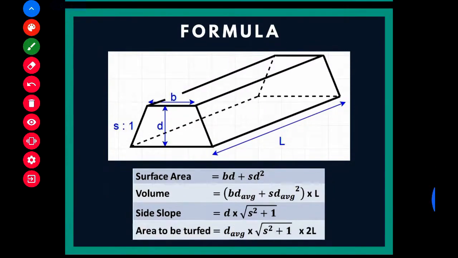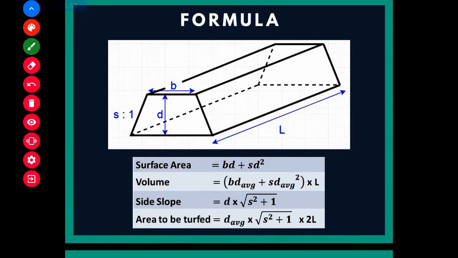Next, we look at the formula for the cross-section method. Let's say we have an embankment with breadth B, depth D, slope value S, and length L. The first formula is for the surface area. The surface area is this area, and you can calculate it using this formula: surface area equals BD plus SD squared.